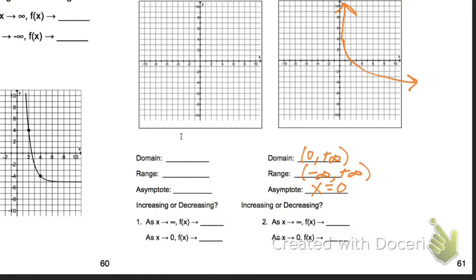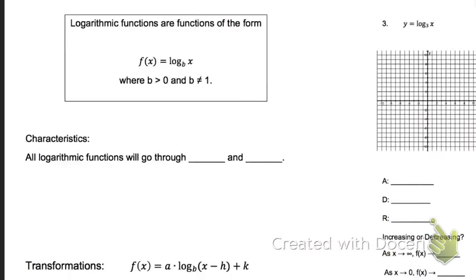Would it be increasing or decreasing to the right? Decreasing. As x goes to the right, or to positive infinity, my y goes where? Negative infinity. Then as x goes to 0, which is also my vertical asymptote, it's not always going to be 0, it's just going to depend on what your vertical asymptote is. My y does what? Positive infinity. Good. Okay, so here's just some notes. This is a parent function where we refer to this as our base.